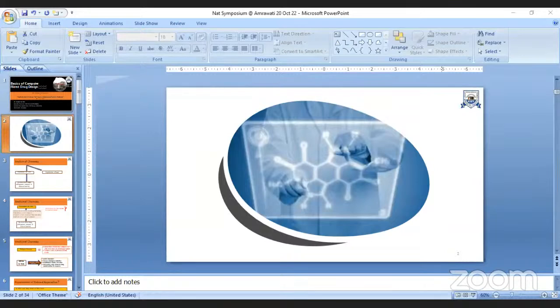The qualities of a drug that is required when it's going to be used. It has to be safe, it has to be potent, there should be no side effects, toxicity should be taken care of.